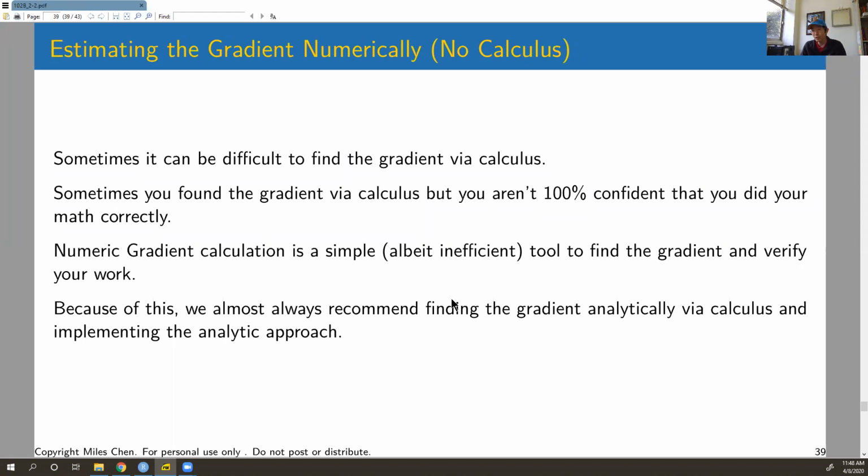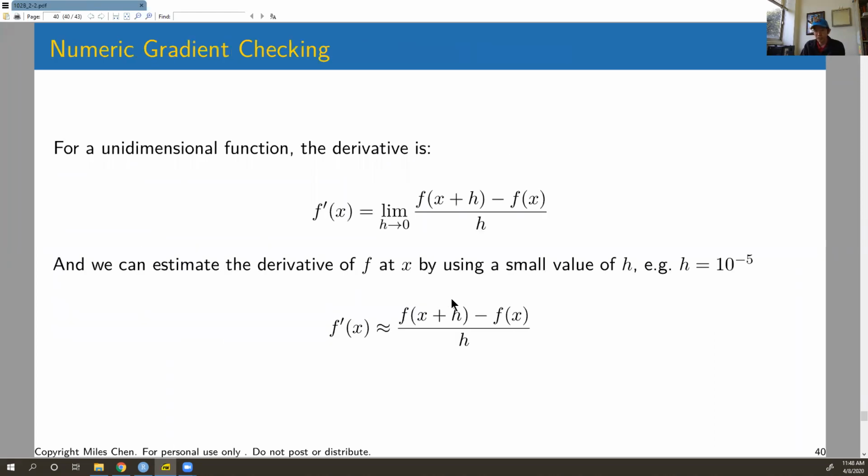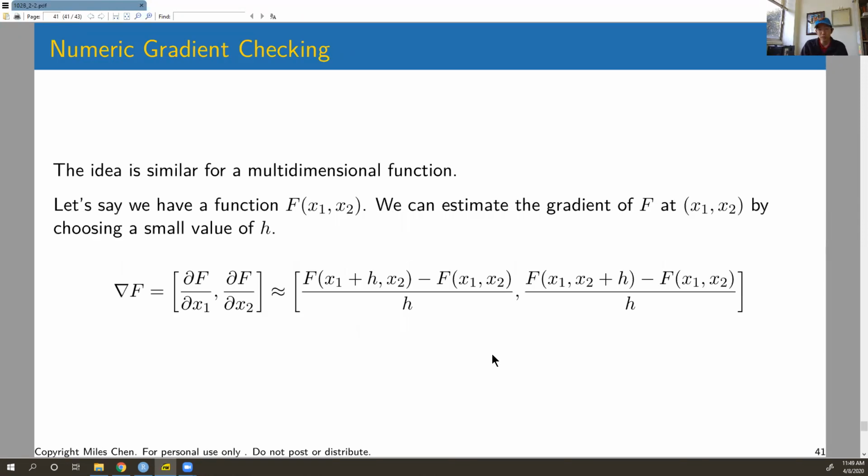This is not an efficient way, and you shouldn't do this in production, but before you implement some kind of algorithm, you should definitely do a numeric gradient check. A numeric gradient check uses the definition of the derivative or the gradient, where you just add on a tiny little value and see how much the function changed. I did this in 102A, where we did a numeric derivative by adding on a tiny value like 10 to the negative 5, and we saw how much the value of the function changed, and that gives us an estimate of the derivative. We're going to do the same thing with the gradient.